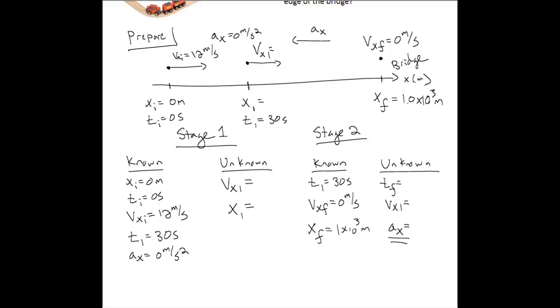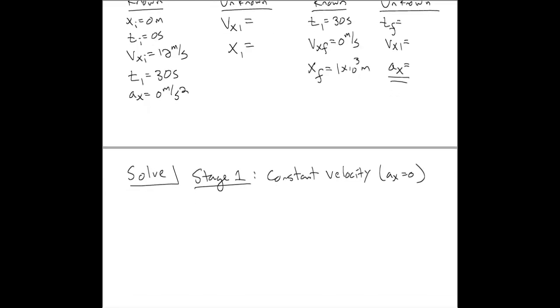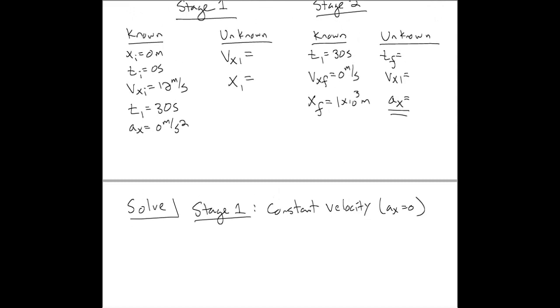Okay, so to go to the next step in solving this problem, we're going to solve it stage by stage. The first stage that we naturally want to work with is stage 1, because stage 1 feeds into stage 2. So let's start with stage 1. As we've said before, stage 1 is at constant velocity, since the acceleration is 0 in this case. And we can know something else since the acceleration is 0.